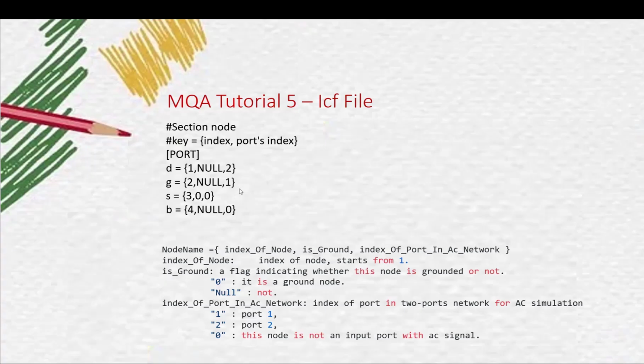In most of the example Icf files in the EDC folder, we have given 4 nodes DGSB, which is commonly used for the MOSFET device. But in some cases, users may need to use 5 terminal devices, 6 terminal devices, or even 7 terminals. In that case, you can just add more nodes in your Icf file. For example, we're adding a fixed terminal P. The index is 5, it's not grounded, and it's not used for AC signal. So it's 5 now there.